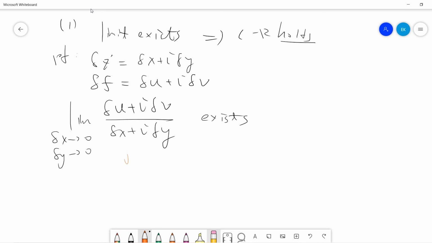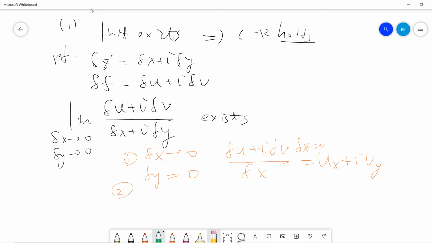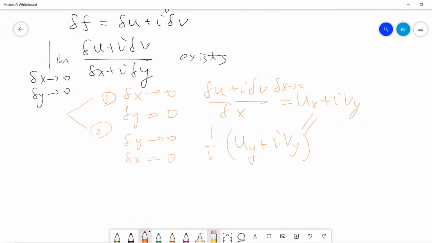Let's take two possibilities. The first is that delta x goes to 0 but delta y is 0. Then you get (delta u plus i delta v) divided by delta x, so it's ux plus i vx as delta x goes to 0. The second way to approach is delta y goes to 0 with delta x equal to 0. Then you get 1 over i times (uy plus i vy). These should be the same. So this shows that ux equals vy, because the i cancels, and uy equals minus vx. This is the CR, so the proof is complete.